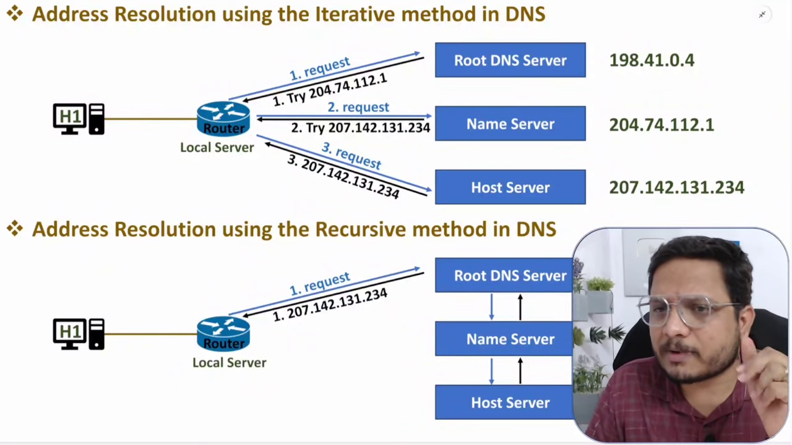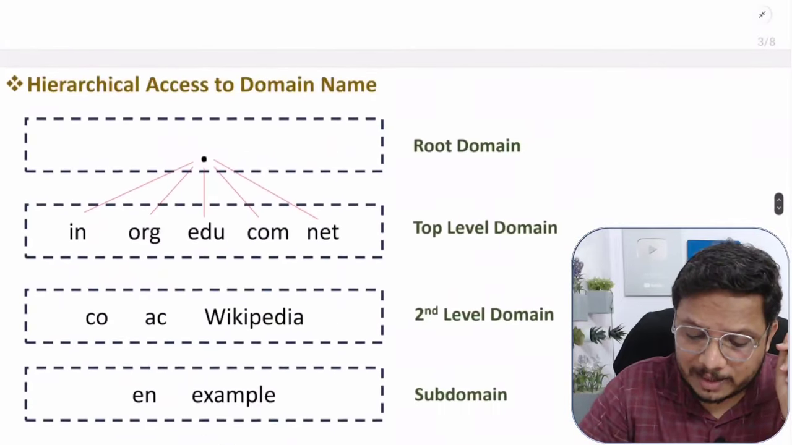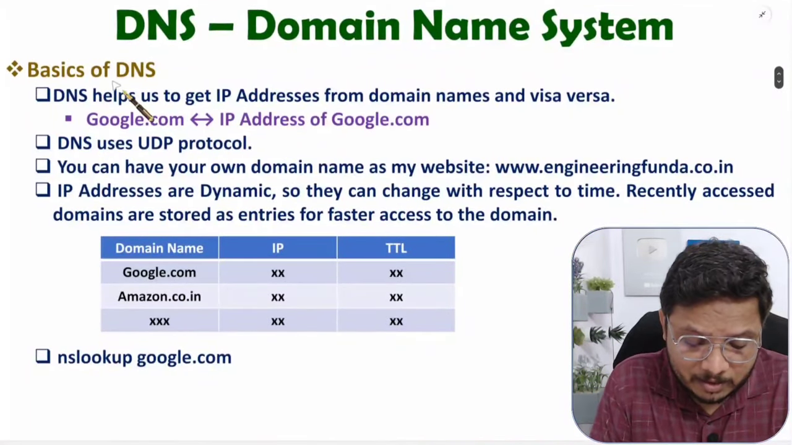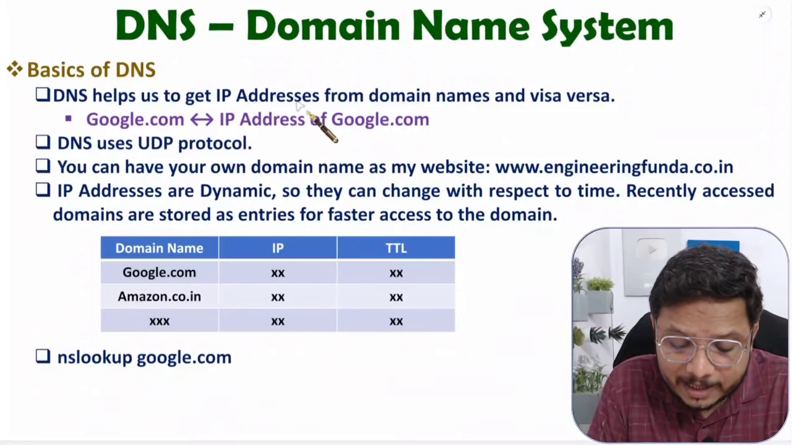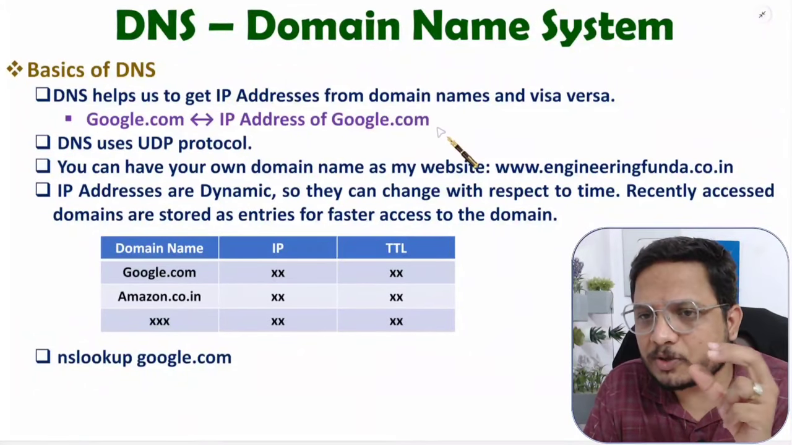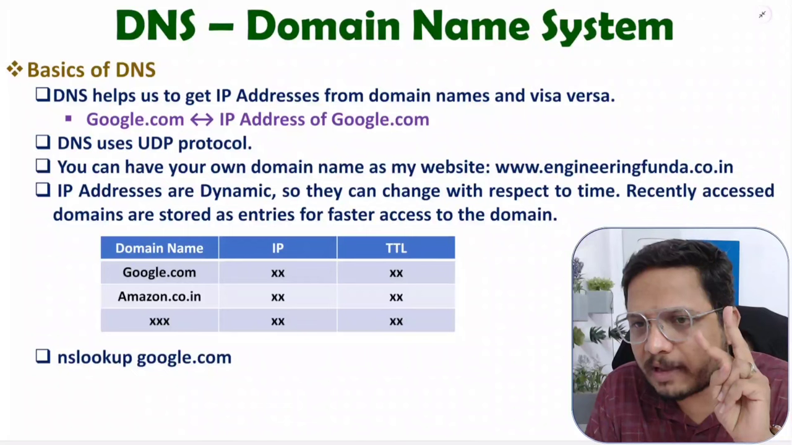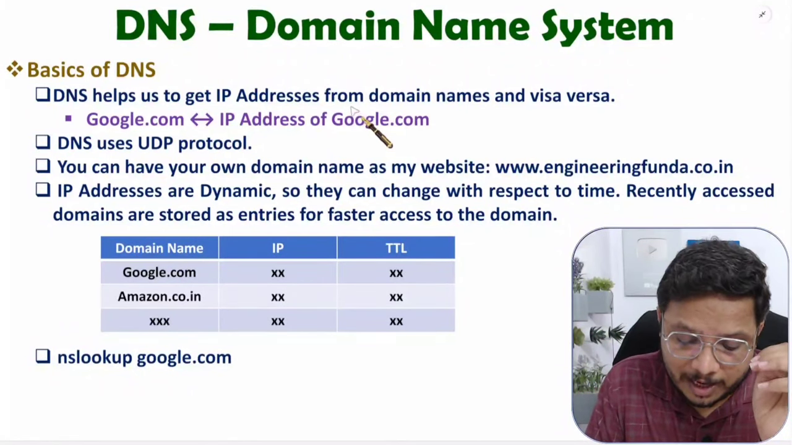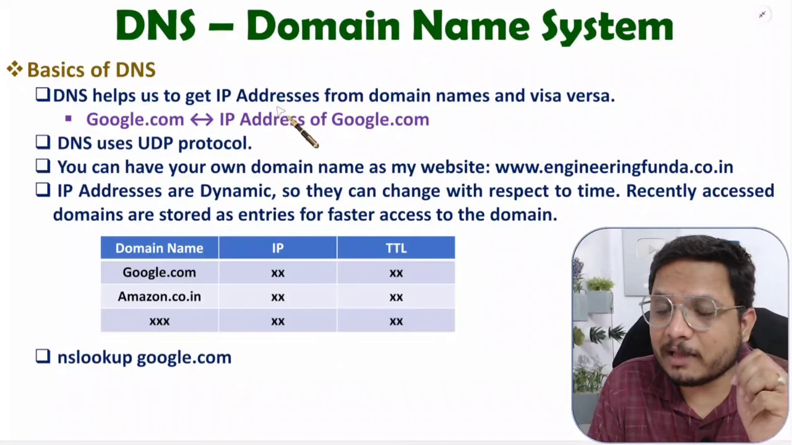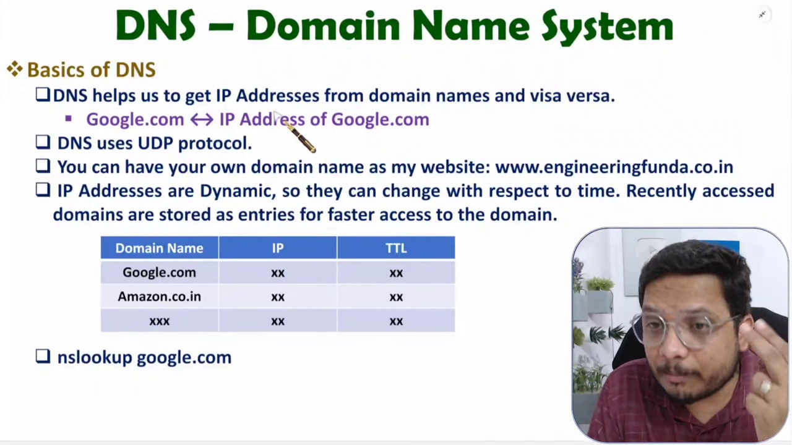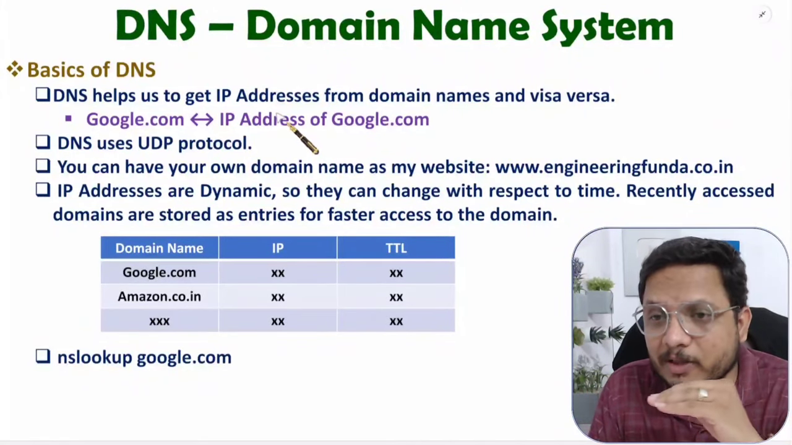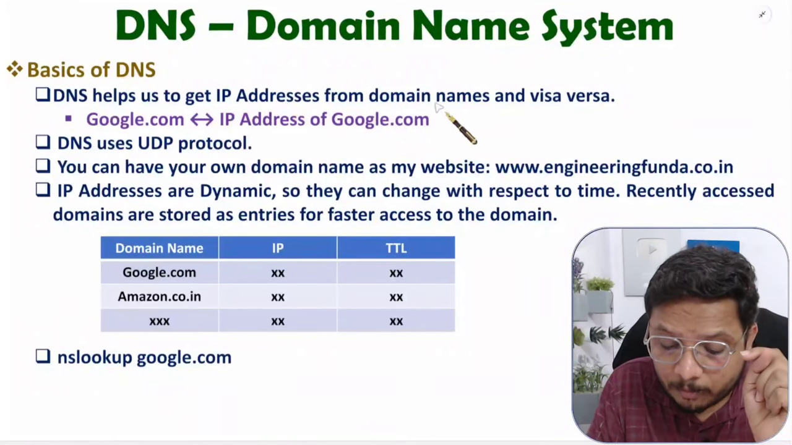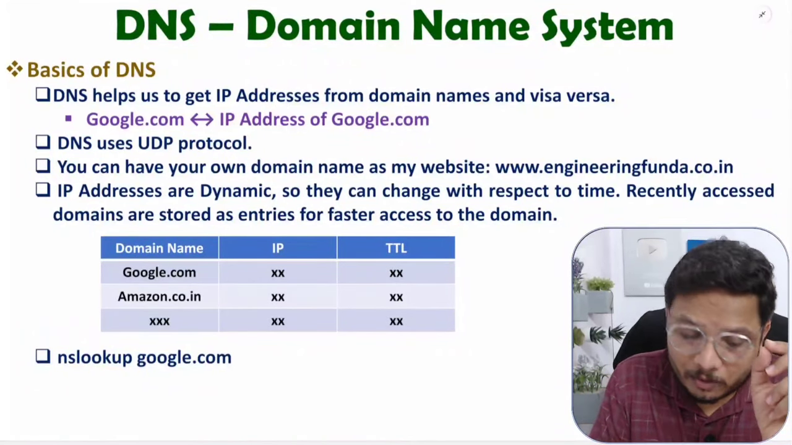So let us first understand the basics of the Domain Name System. We use it to get an IP address from domain names. First of all, you should know what an IP address is. There are two types of IP address, IPv4 and IPv6, right? And only with the use of an IP address can one communicate with another computer. Without an IP address, we cannot communicate on a computer network, right? So to get the IP from a domain name, we use DNS.